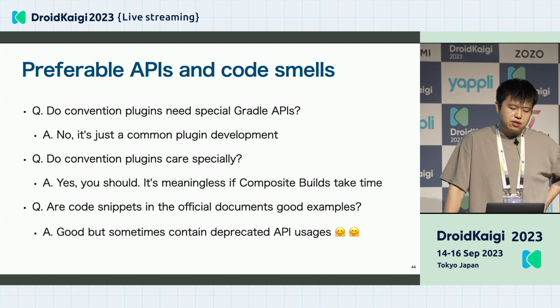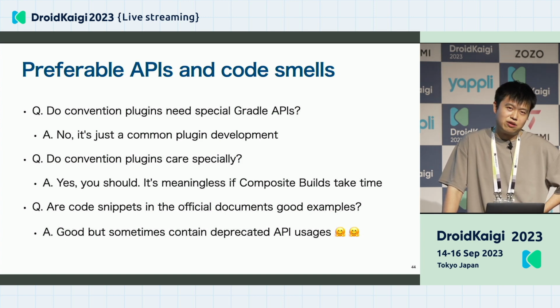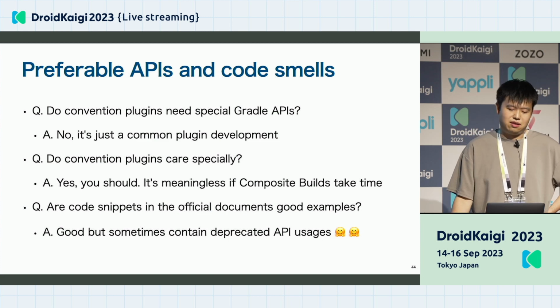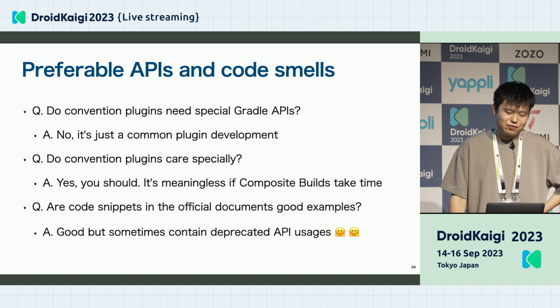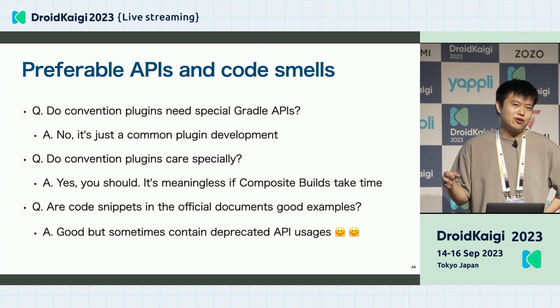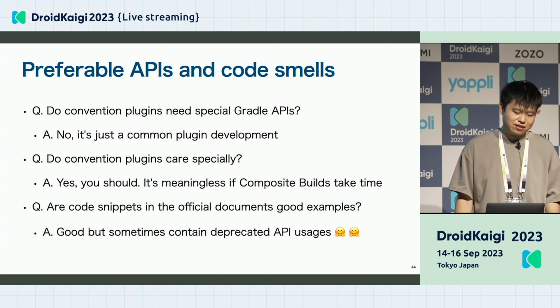Gradle's official documents show many examples, but I have seen somewhat deprecated or non-recommended code, so it's a good reference, but may not be a kind of authority in your team development. You have to explain whether this code is based on good practice or not. So just quoting from the document doesn't become a reason.